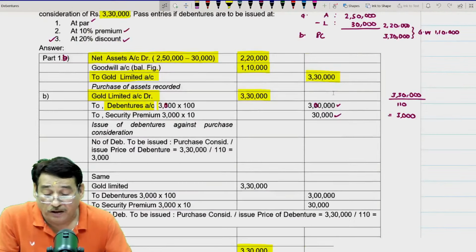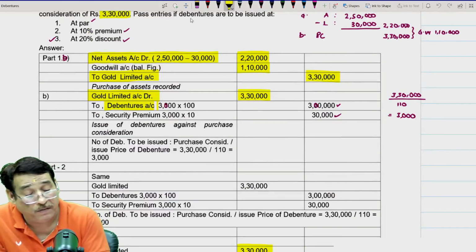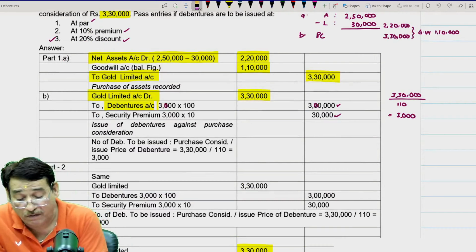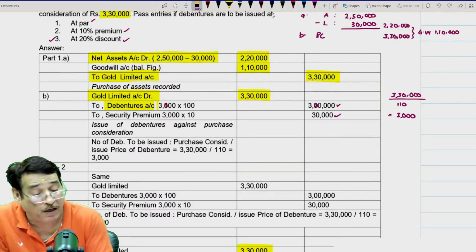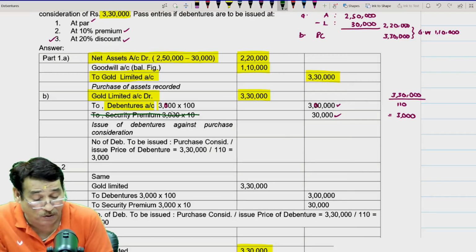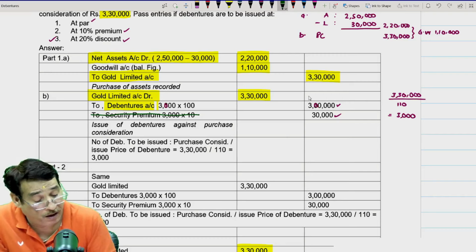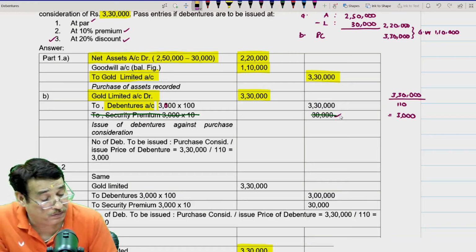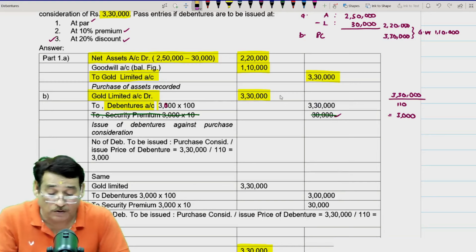Or you do one thing, instead of cutting it, what I will do it for you, just allow me a second. We will remain it as part A. I will rectify in this manner. I will cut this line. There is no use. And this line also. So now it is okay.